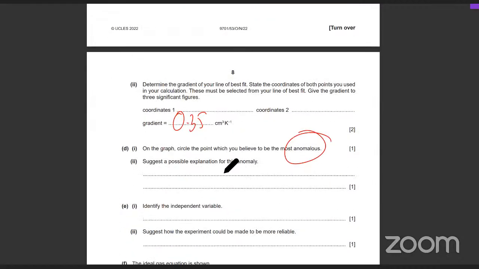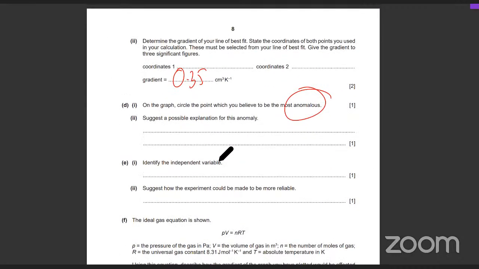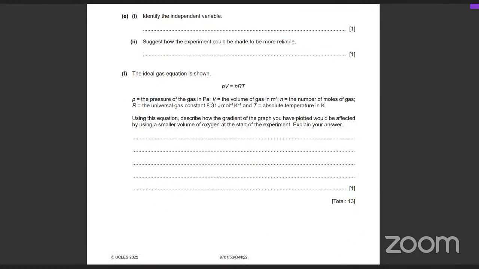So the next one is identify the independent variable. That was temperature in Kelvins, obviously the absolute temperature. Suggest a more reliable method: repeat the experiment. Simply repeat the experiment.